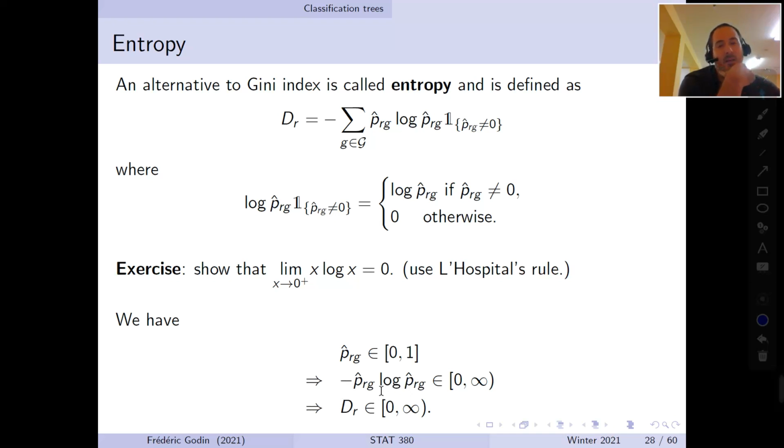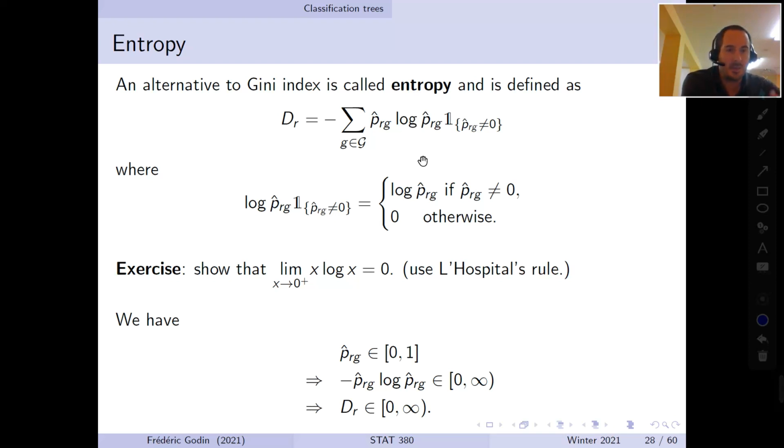Which means that we sum terms between 0 and plus infinity. So the total entropy has a value between 0 and plus infinity. Entropy is a quantity which is often discussed, for example, in physics. In physics, the entropy has an interpretation as the amount of disorder.